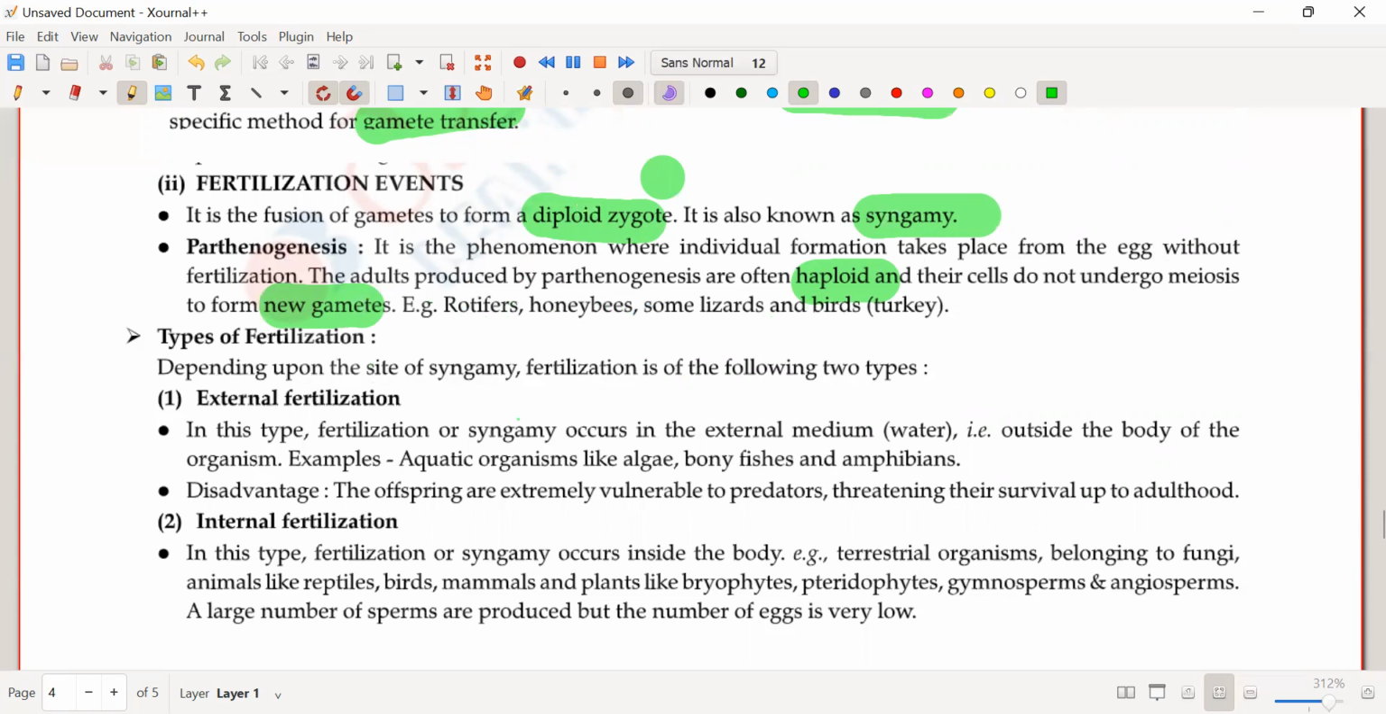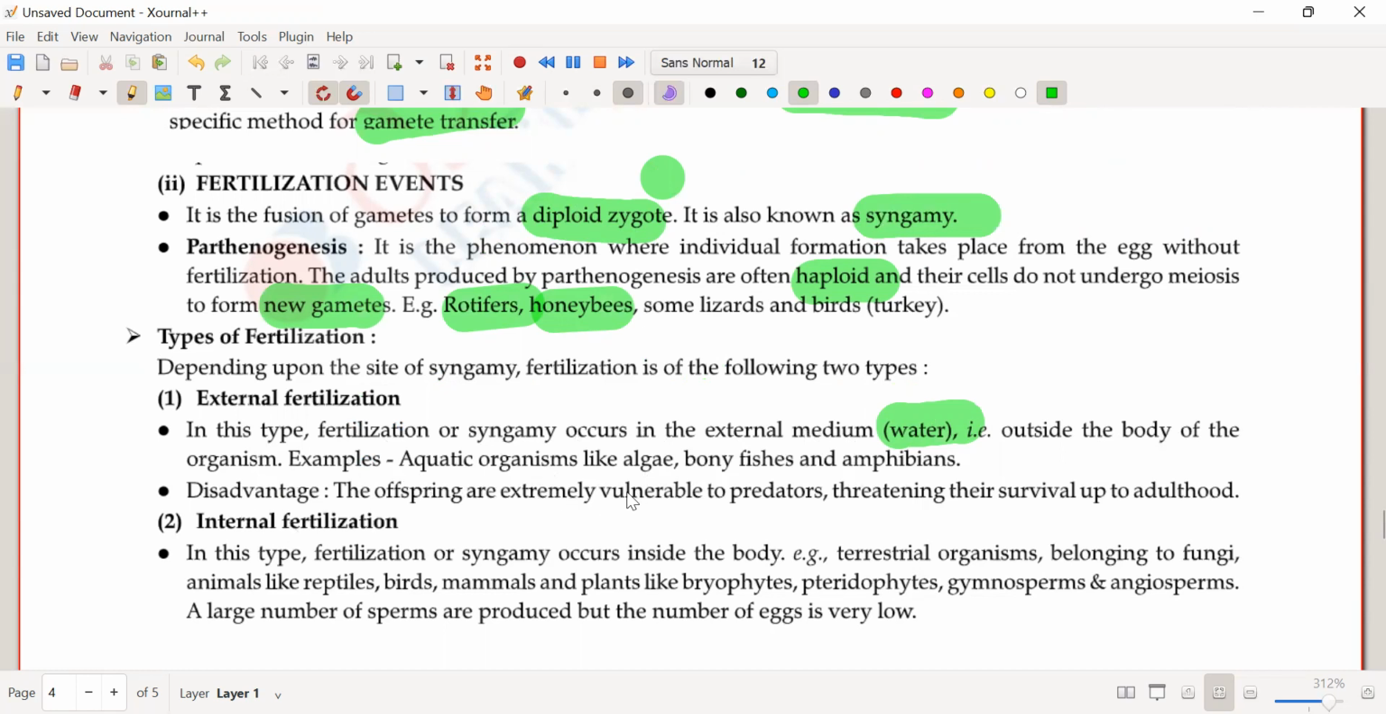Types of fertilization. Depending upon the sites of syngamy, fertilization is of the following two types. External fertilization. In this type, fertilization or syngamy occurs in an external medium, for example water, outside the body of the organism. Examples: aquatic organisms like algae, bony fish, amphibians.